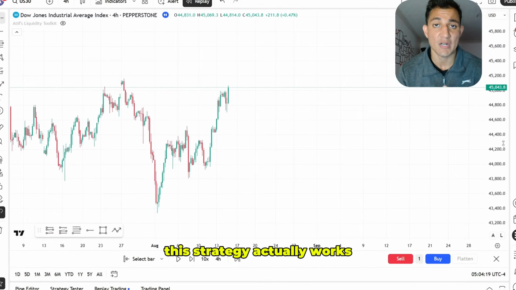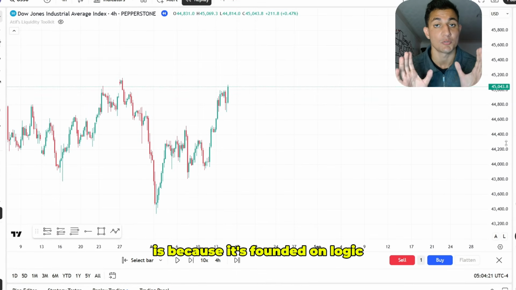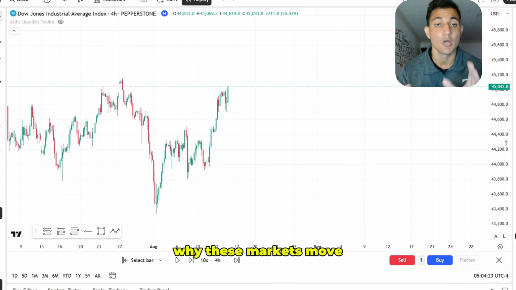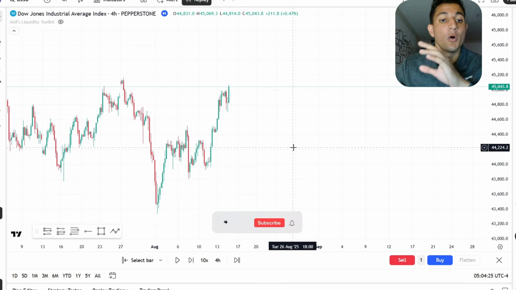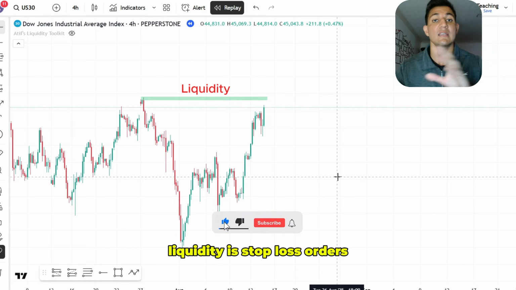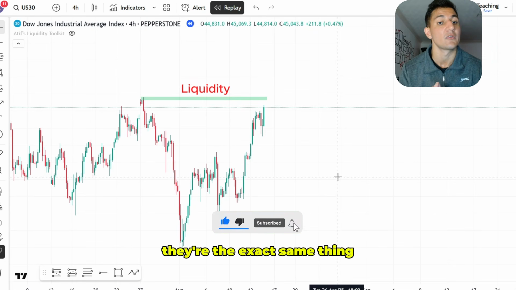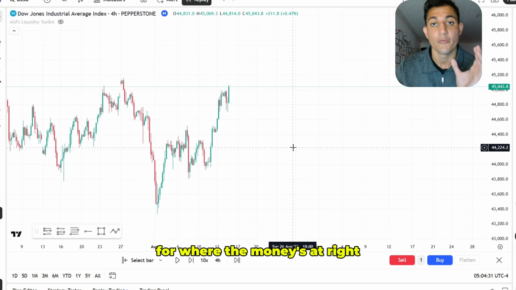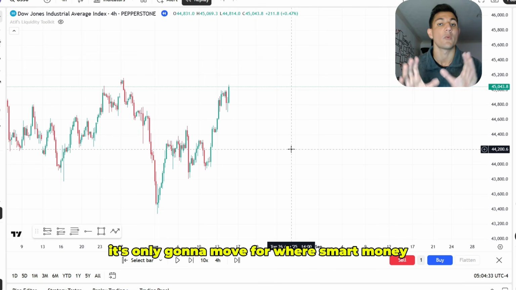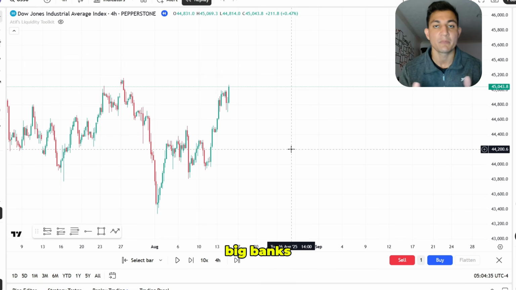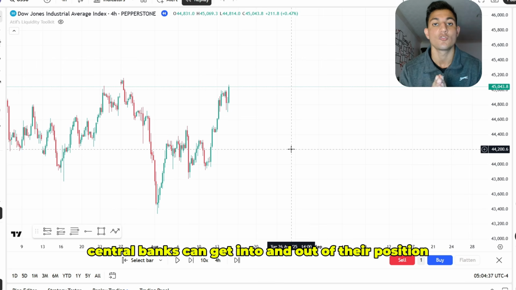Now the reason why this strategy actually works is because it's founded on logic. It's founded on the only reason why these markets move, which is simply for liquidity. Now for those who don't know, liquidity is stop loss orders. They're the exact same thing, and these markets are only going to move for where the money's at, right? It's only going to move for where smart money, Goldman Sachs, big banks, hedge funds, central banks can get into and out of their position.